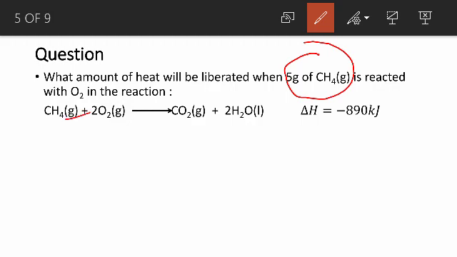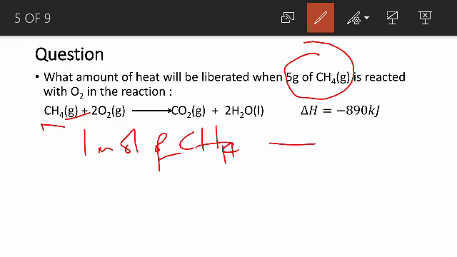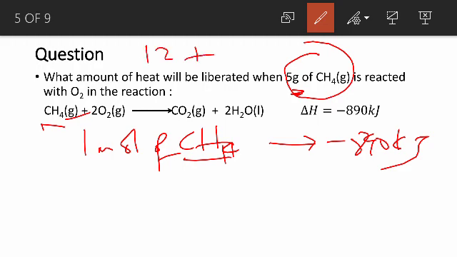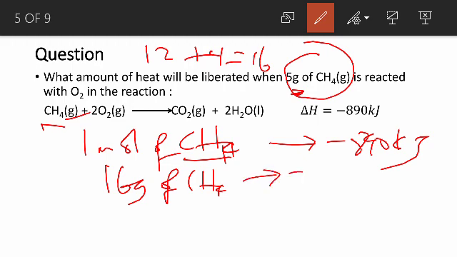So when we compare this now, we can see that 1 mole of methane, CH4, is going to liberate minus 890 kilojoules of heat. Since what we are given is mass, if you calculate the molar mass of methane, it is going to be 12 plus 4, hydrogen is 1 times 4, which is 16. So we can say that 16 grams of methane is going to give us minus 890 kilojoules. That is thermochemically.